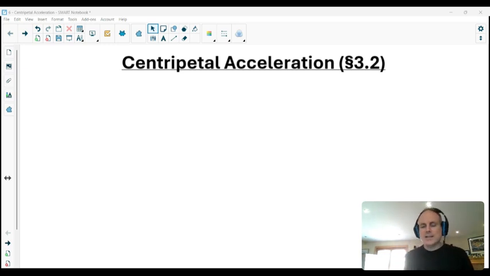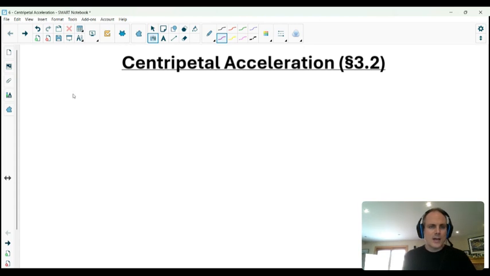Hi, everyone. In today's lesson, we are going to learn about something called centripetal acceleration. This is our first lesson in the lessons we're going to do this week, which are all focused on circular motion. Okay, so that's the direction we're going, and we're going to start with centripetal acceleration.